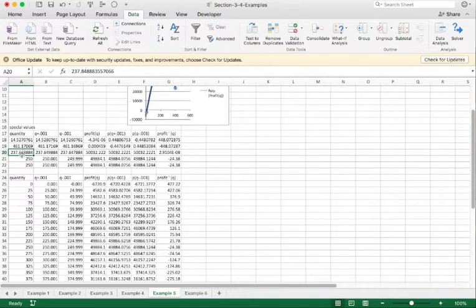My maximum profit is 5,032. If I'm selling widgets, I'm going to go to the nearest whole value and get 5,032 and a few less cents for selling 238 widgets.